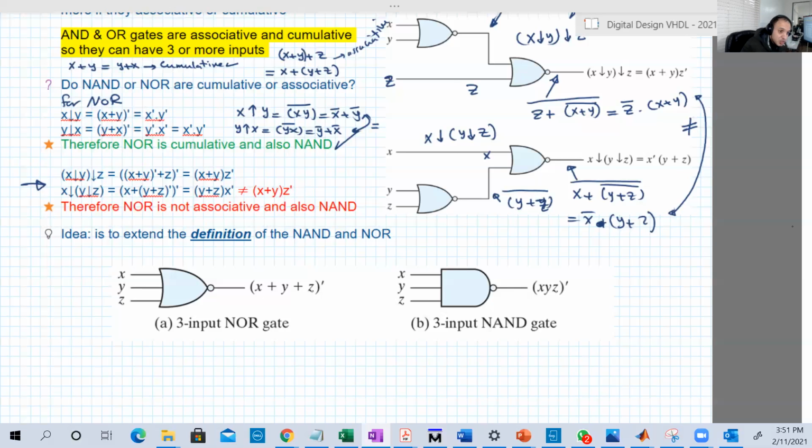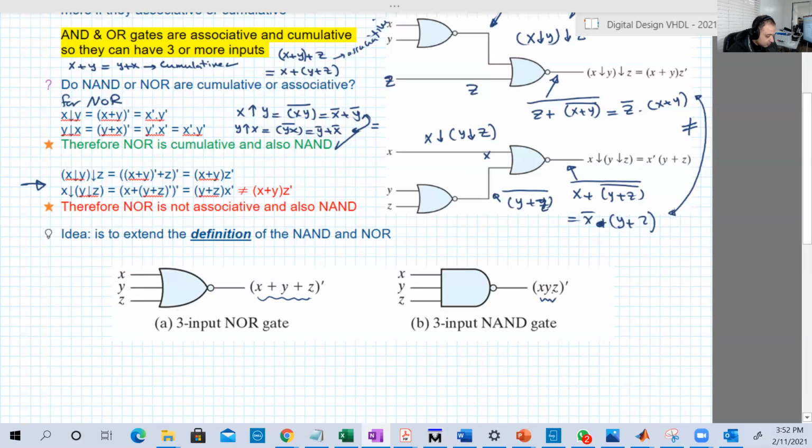Based on that, we can also extend the symbol that we have. The symbol now can have 3 inputs for NOR or 3 inputs for NAND, and we will do just the same. So here we OR all of them together, then we take the complement. Here we AND all together, then we take the complement.